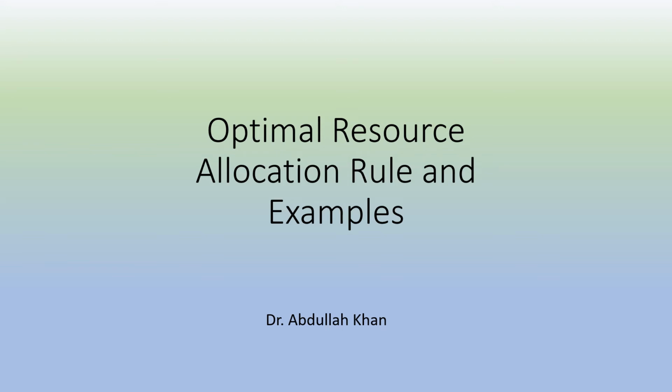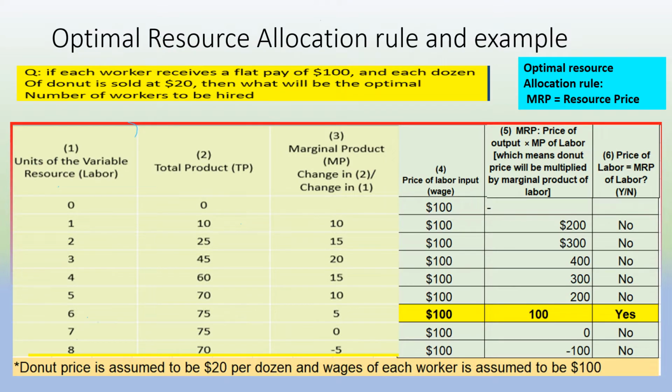Today we are going to discuss the optimal resource allocation rule and a couple of examples. The optimal resource allocation rule says that the hiring manager or the economic manager has to apply the allocation rule where the marginal revenue product from an input or resource has to be equal to the resource's price that the hiring manager is paying.